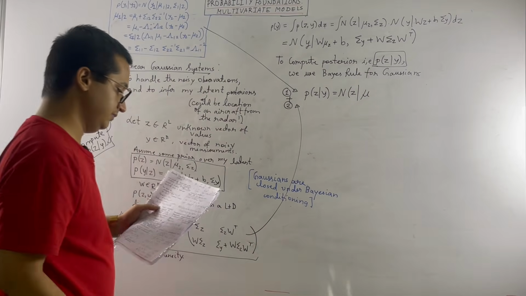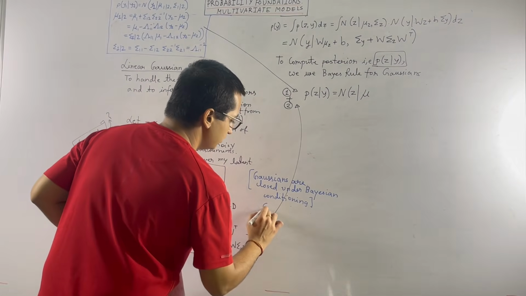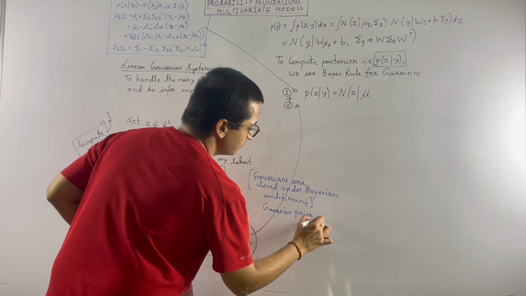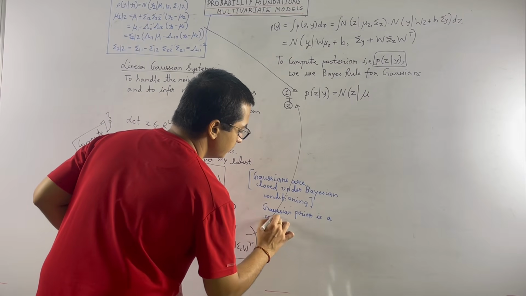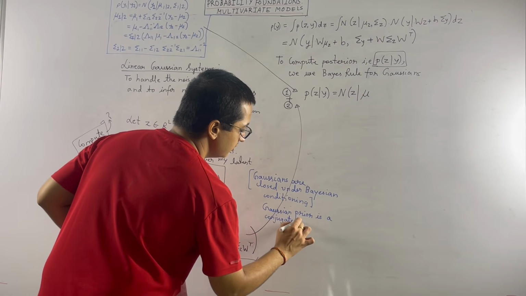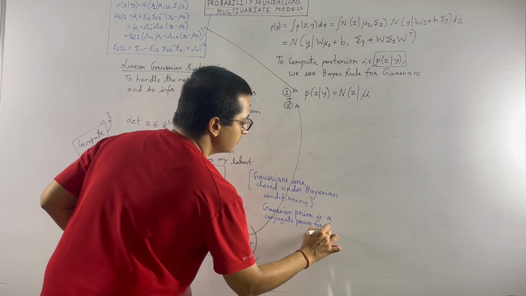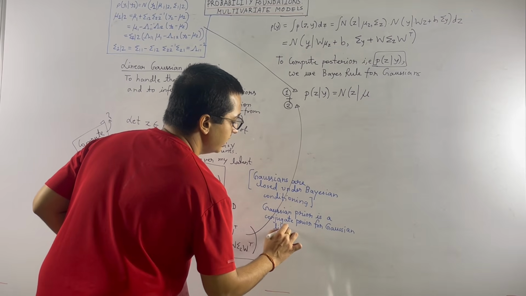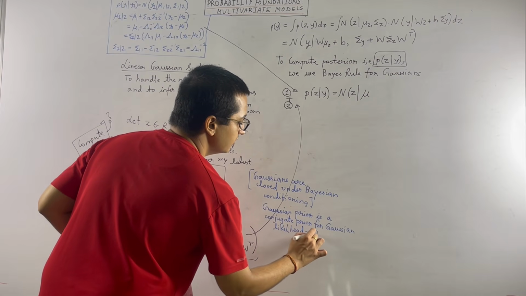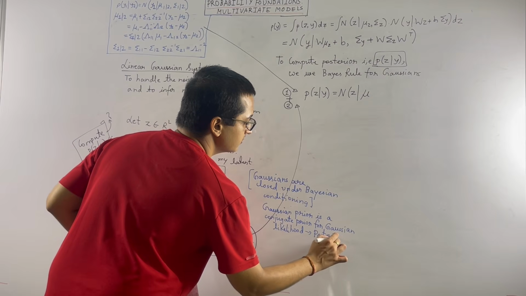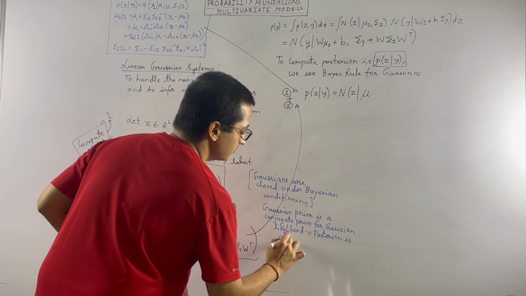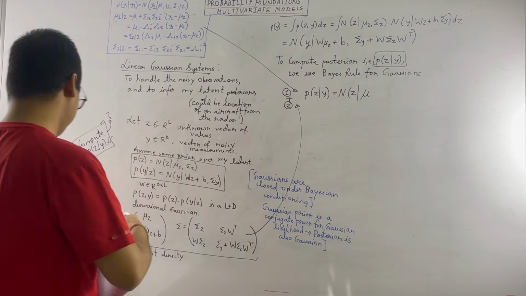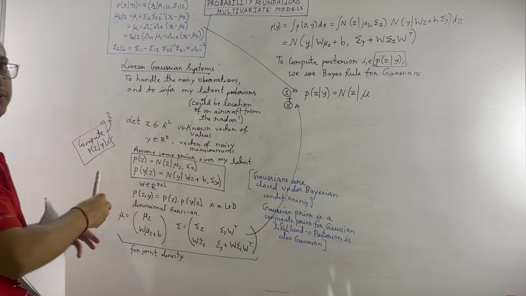Okay, and that means that the Gaussian prior is a conjugate prior for Gaussian likelihood, which means that if the prior is Gaussian and the likelihood is Gaussian, then the posterior is also Gaussian. Okay, so we complete this part, Bayesian conditioning.